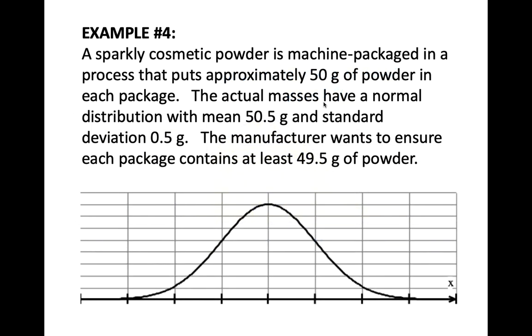Next one. A sparkly cosmetic powder is machine packaged in a process that puts approximately 50 grams of powder in each package. Now, just like we discovered with those packages of sunflower seeds, just because it says there's 50 grams does not mean that there are 50 grams. And sure enough, the actual masses have a normal distribution with a mean of 50.5. So the average have more than the 50, but there's a standard deviation of 0.5 on either side. So the manufacturer wants to ensure that each package contains at least 49.5 grams.